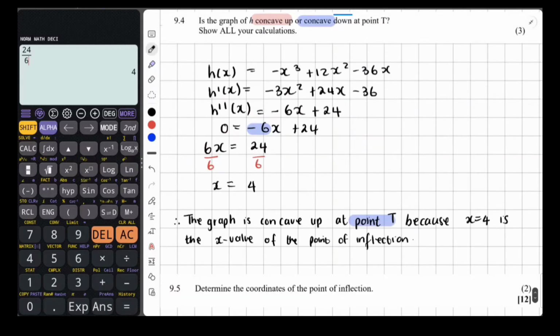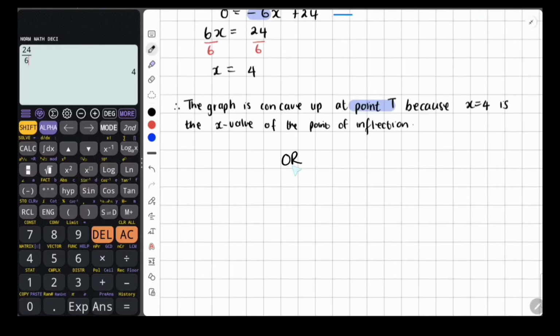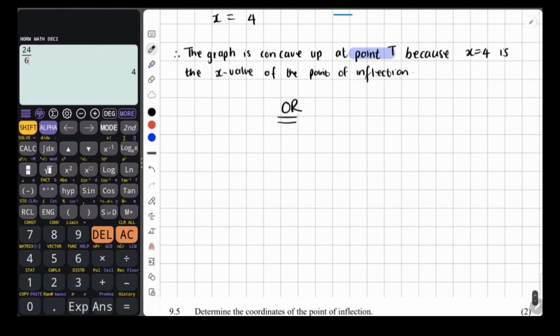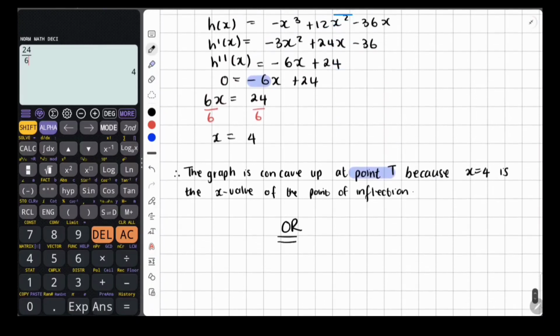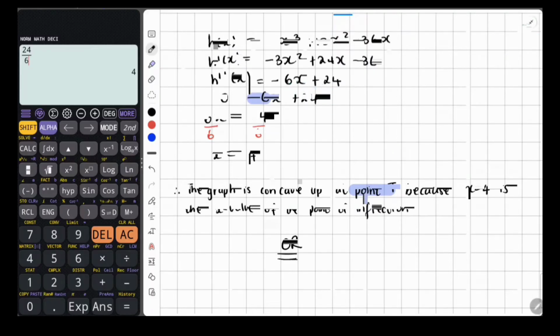So something you can do is show how you found the x value of the point of inflection. That would also mean that there's another way of doing this. And there's another way of actually finding out whether something is concave up or concave down. So let me put the second way of doing this. For this one, we will just need the equation of the second derivative. Of course, we will find the second derivative just like we did here. So I'm not going to rewrite that. I'm just going to put down only the equation of it.